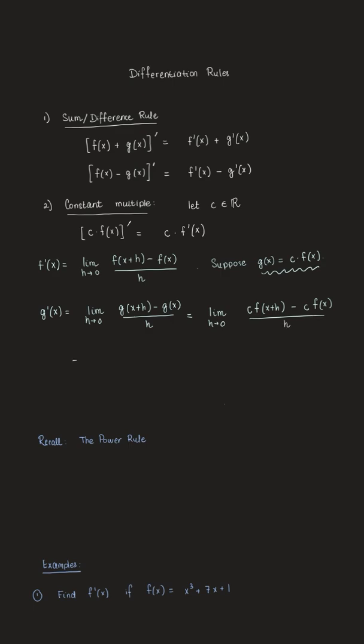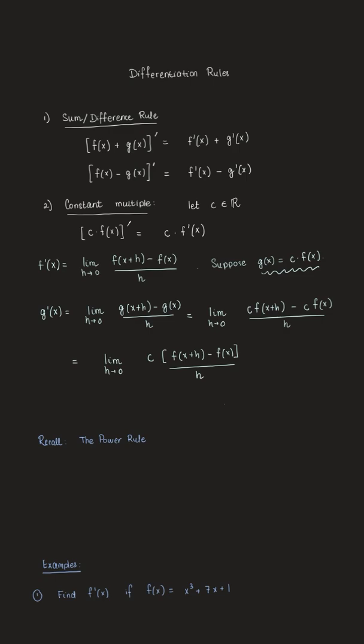In the numerator, we can factor out c. We still have the limit, we're not going to take that until the very end. But in the numerator, we can factor out c to obtain f of x plus h minus f of x. And all of this is over h, but I can just write that over h, and that's the same thing.